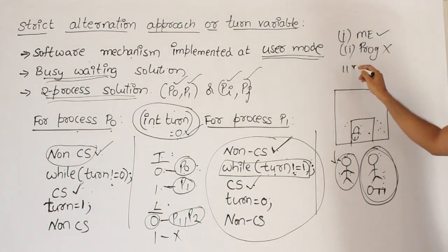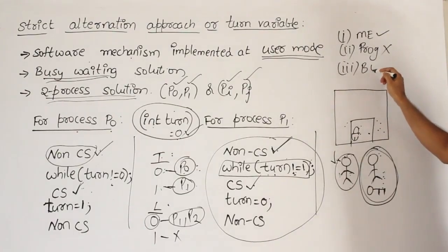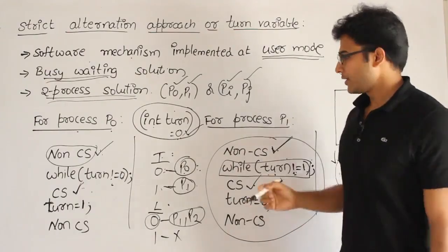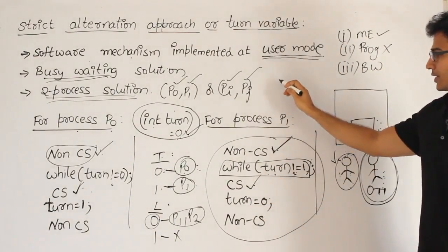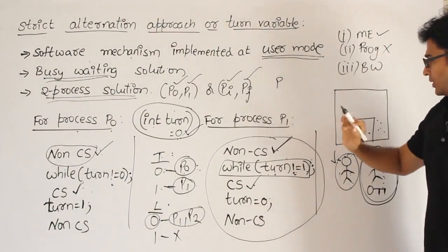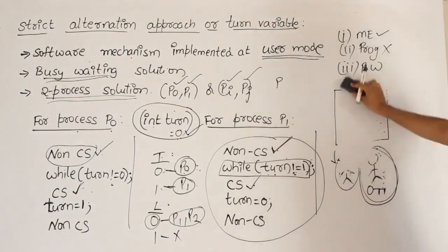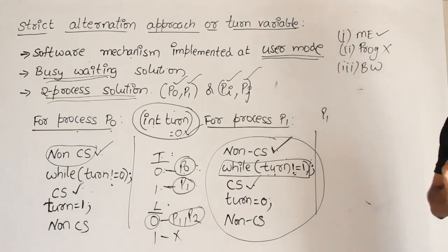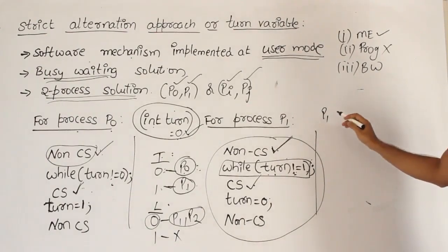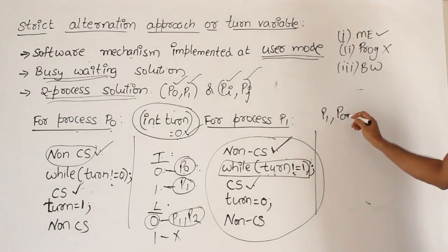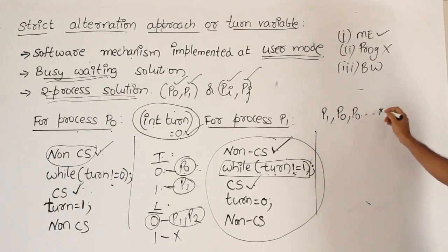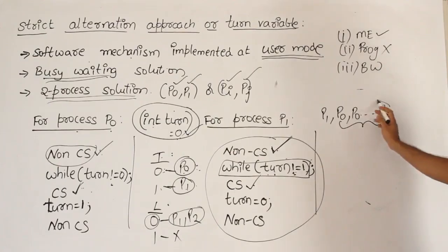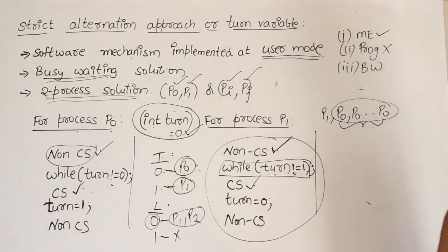Fine. And what is the third condition? Bounded waiting. Bounded waiting means a process should not wait forever. If P0 wants to enter the critical section, or let us say if P1 wants to enter the critical section, it should not so happen that P0 will enter the critical section lots of times, and there is no limit on how many times P0 will enter it. If that is the case, then it is called no bounded waiting.